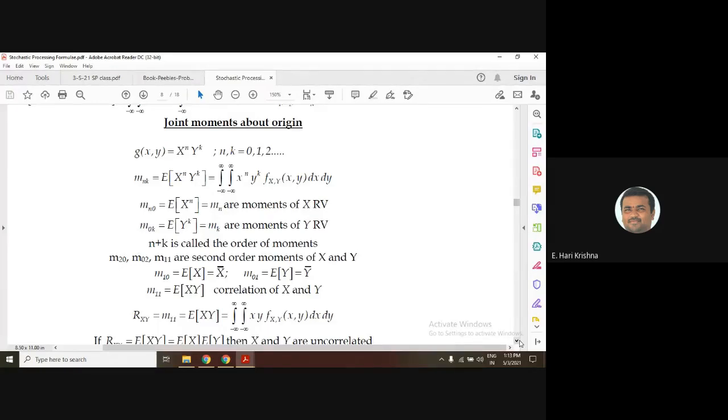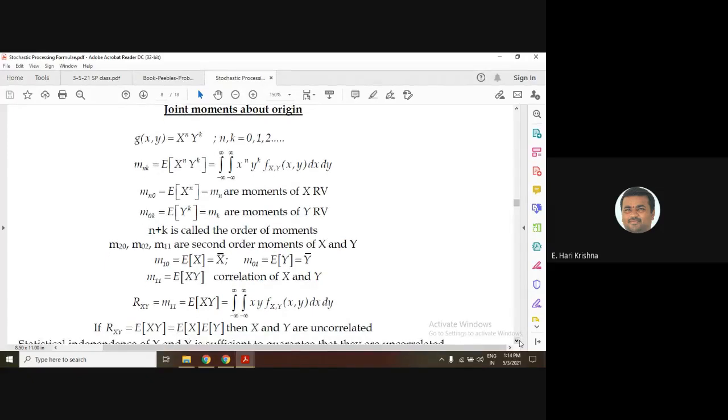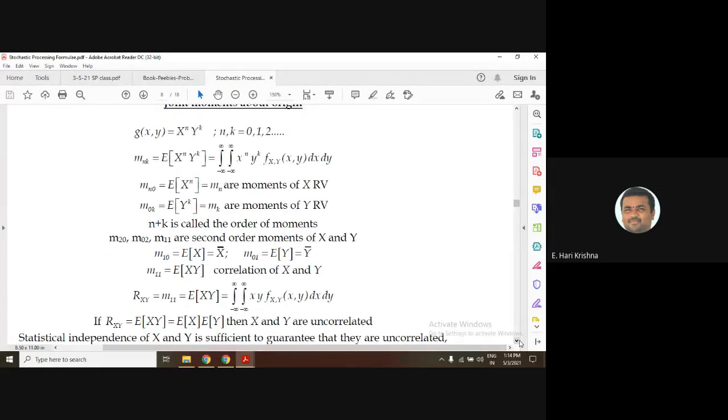So M11 is equal to the expectation of XY, which is the integral from minus infinity to plus infinity, minus infinity to plus infinity, of x into y, fXY of x comma y, dx dy. One interesting conclusion I have mentioned here. If RXY is equal to the expectation of XY, which is equal to E of X and E of Y, then we can say X and Y are uncorrelated random variables.